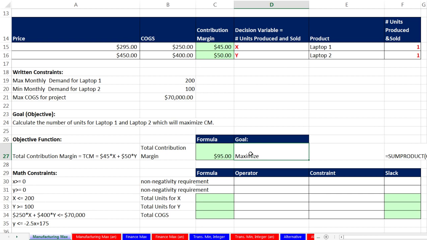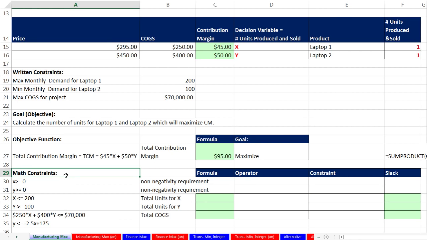Now, when we get to our Solver dialog box, it's going to be convenient to have the formula and the goal, or down here to have our formulas for our constraint, the operator, meaning comparative operator, and then the actual constraint. It's going to be convenient to have them listed next to each other like this because it'll help us enter all of the correct numbers into the dialog box. And this is a relatively small problem. Later, we'll have some much bigger problems. So following a format like this will be helpful.